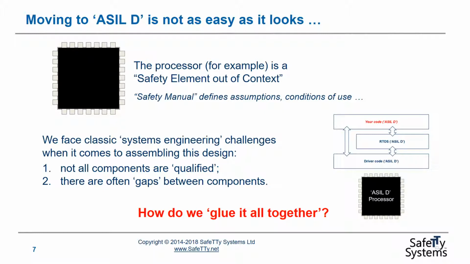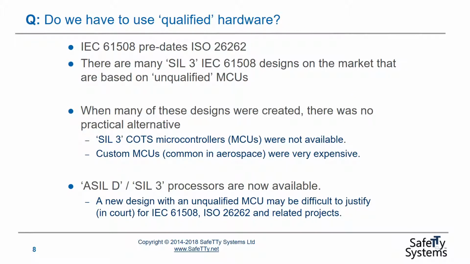Typically, not all of the components that we'd wish to use are qualified, and even when we have qualified components, there are gaps between the components. It's not always clear how we're going to glue this whole system together. Let's just stick with the processor for a minute. One of the ways that people sometimes try to deal with some of these challenges is to say, okay, do we actually have to use qualified hardware in our design? Do all of the components, all of the transceivers, all of the components on the PCB, do these all have to be qualified?